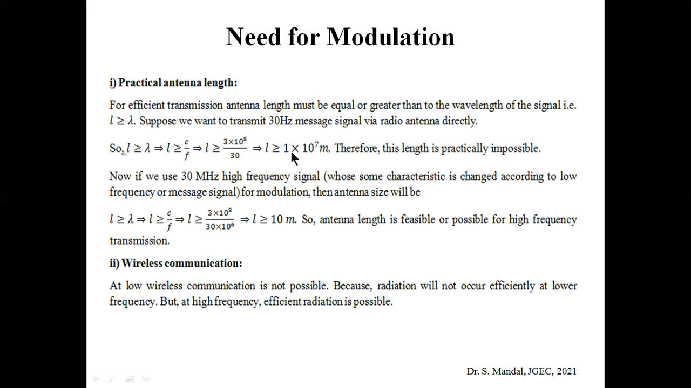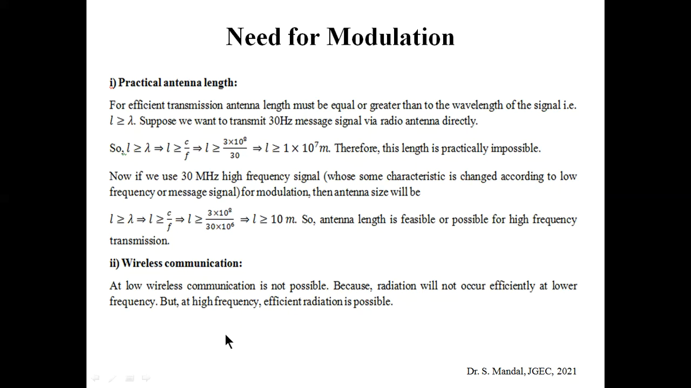Now consider another scenario where we use a high frequency signal, like a 30 megahertz signal. In that case, what will be the antenna size? The antenna size will be L greater than or equal to 3 into 10 to the power 8, the velocity of light, divided by 30 into 10 to the power 6. So here you can see that L is greater than or equal to 10 meter.